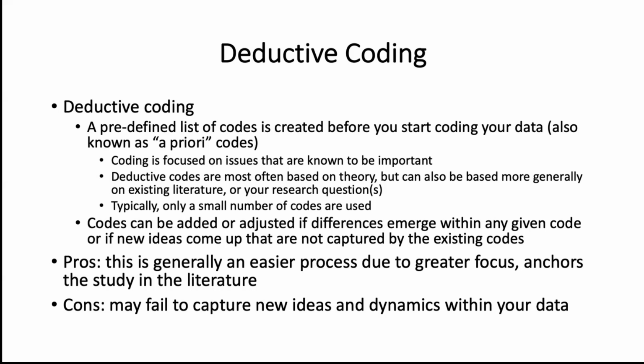So compare inductive coding to deductive coding. In deductive coding, you are approaching your analysis with a predefined list of codes that's created before you start coding your data. And these are also known as a priori codes. So in the process of deductive coding, your coding is focused on the issues that are known to be important. So most times, deductive codes are based on the theory that guides your work. You'll also see researchers use deductive codes to reflect themes that they generally see in the literature related to the topic that they are studying.